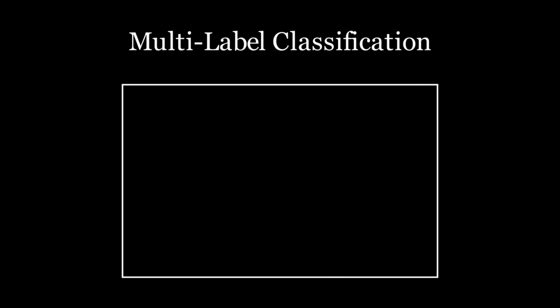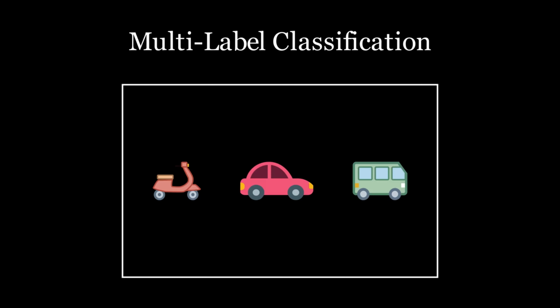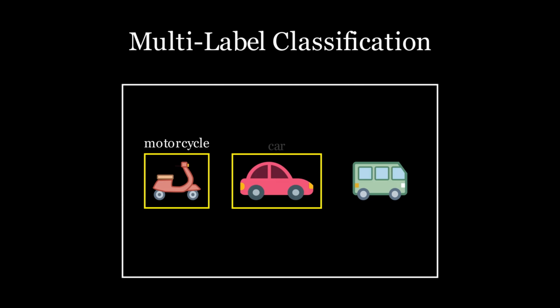Now let's look at multi-label classification, the most complex type. Here, a single input can belong to multiple categories at once. Think of taking a photo. One picture might contain a motorcycle, a car, and a bus. It doesn't belong to just one class, it belongs to several. So instead of answering which one, the model is answering which ones apply here. Each label is treated independently, and multiple labels can be active at the same time.